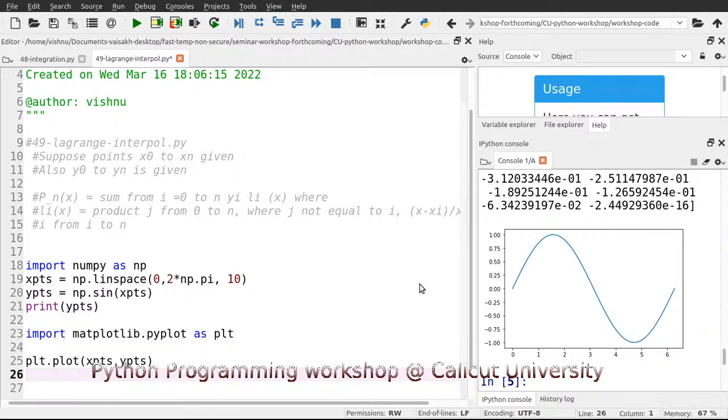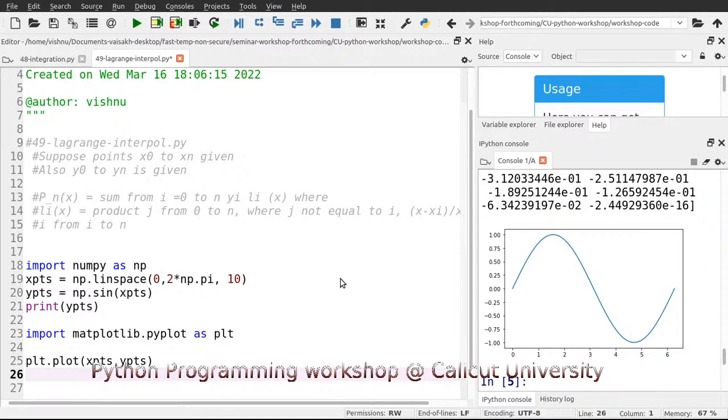Remember this Li of xj. What is Li of xj? If i is not equal to j, Li of xj is going to be equal to 0. If i is equal to j, Li of xj is going to be equal to 1. So we can call it delta ij. The error also we can try to estimate after that.